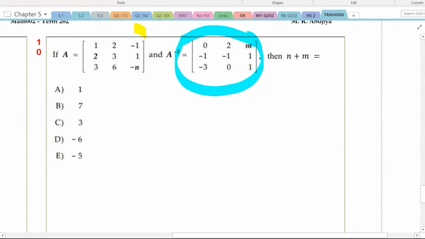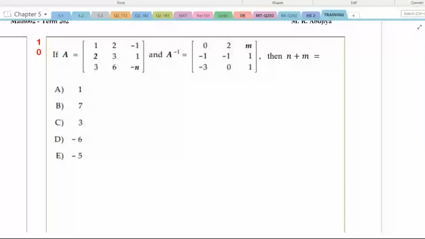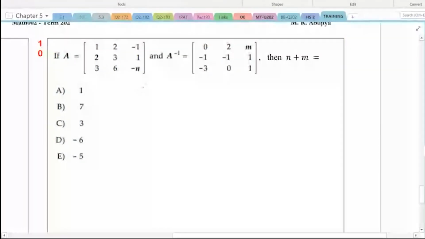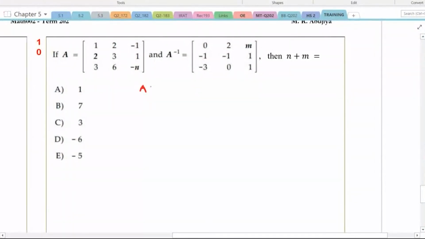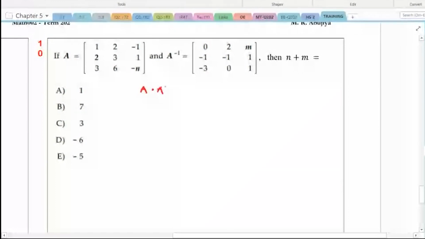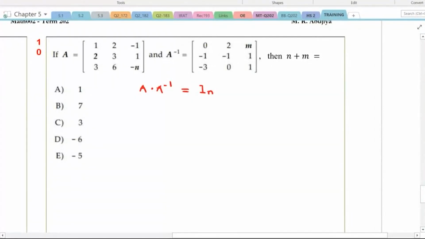Maybe you spend like 3 to 5 minutes to find the inverse. Why will I waste that time to do that? We have the definition of the inverse of a function. What does it say? It says whenever you have a matrix A and you multiply it with the inverse of the matrix, the answer is always going to be an identity matrix of the same order, n. Now, if we use this definition, this is going to be easier for us to find n and m.